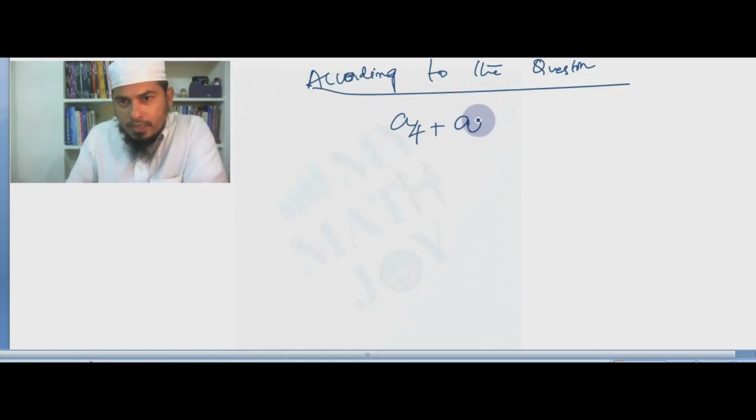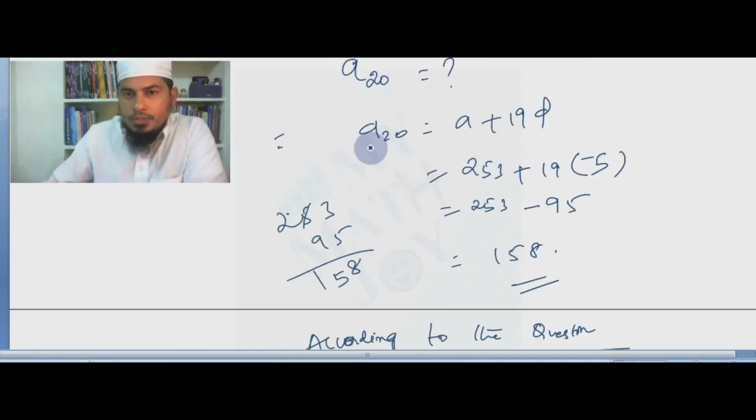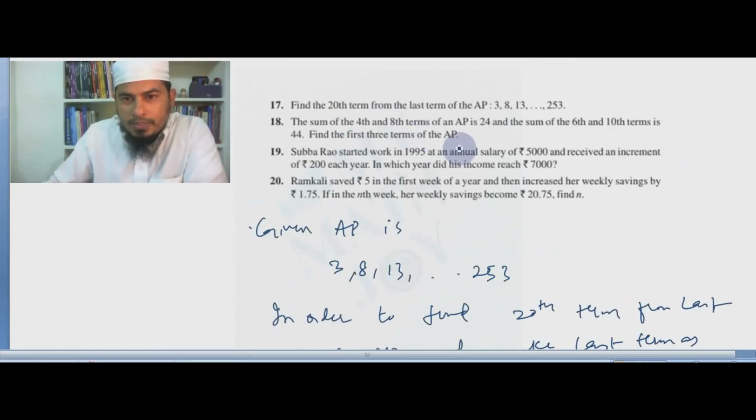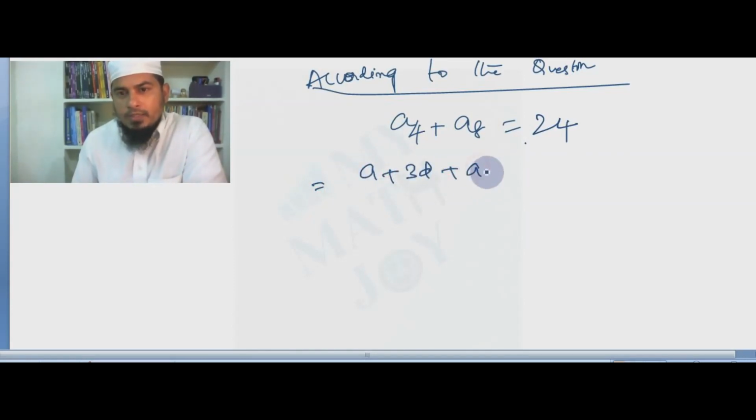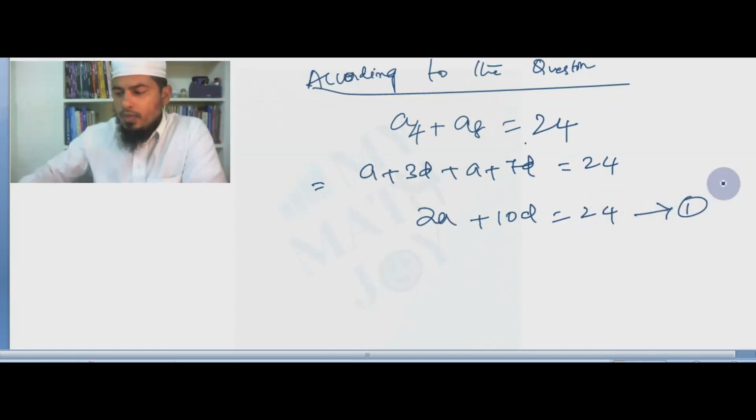A4 plus A8 is equal to 24. When we write this, we don't want the suffix notation, we want the expanded form: A plus 3D plus A plus 7D is equal to 24. So we get an equation in this fashion. Let us call it equation number 1.